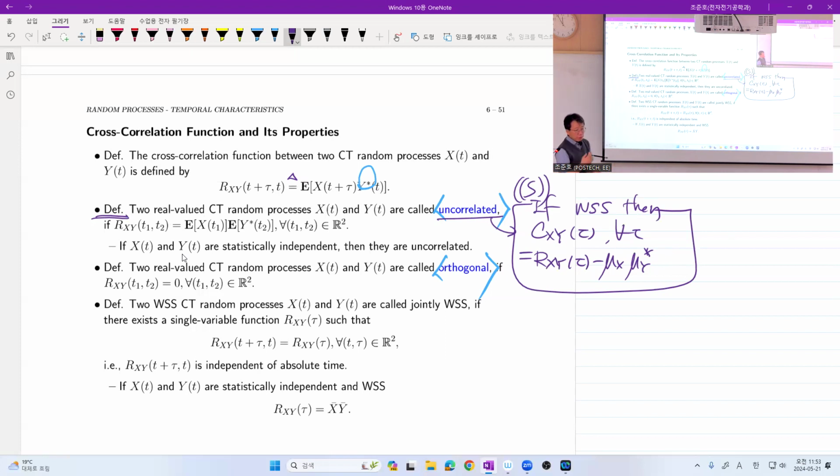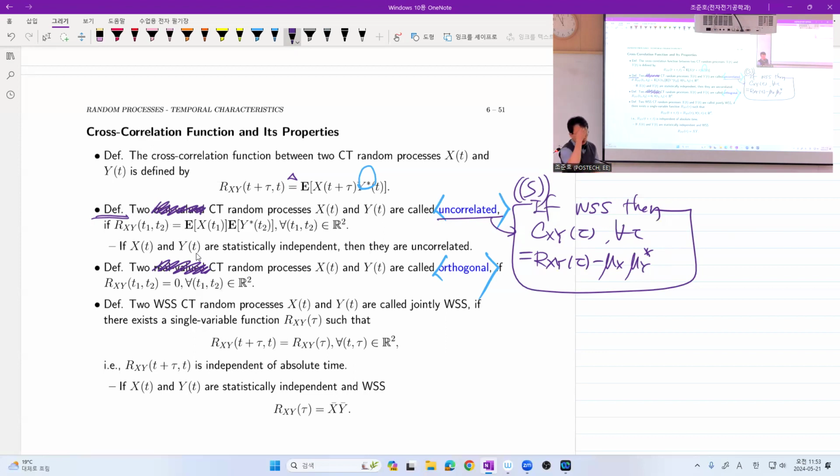By the way, independence implies uncorrelatedness. The converse is not true in general. Now, two random processes could be complex valued. Two random processes are orthogonal if their cross-correlation function equals 0 for all t1 and t2.